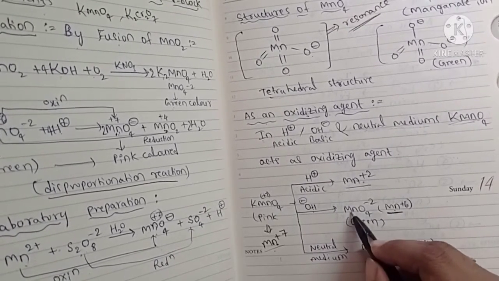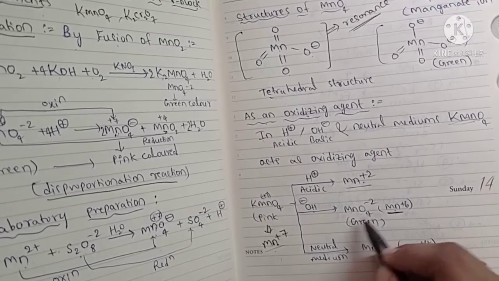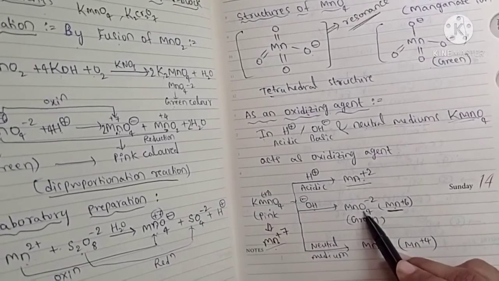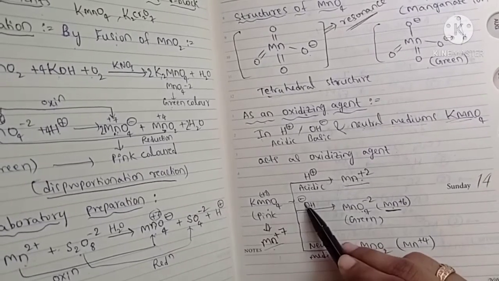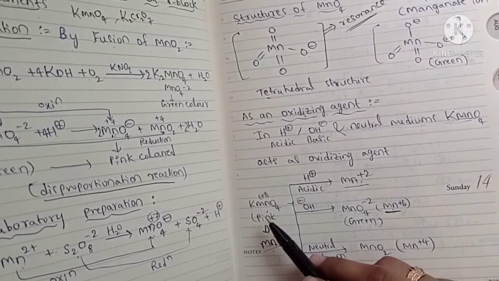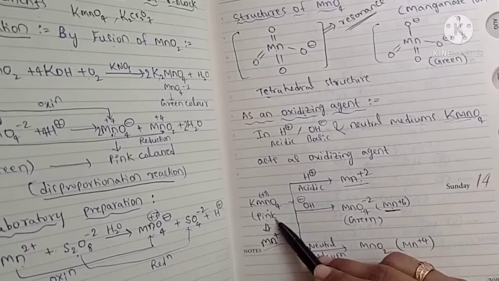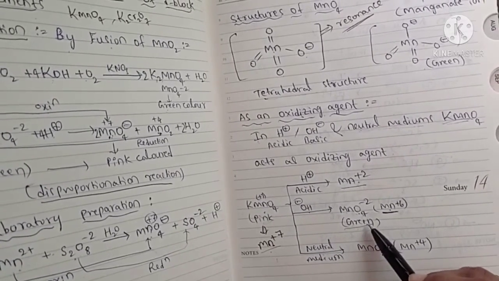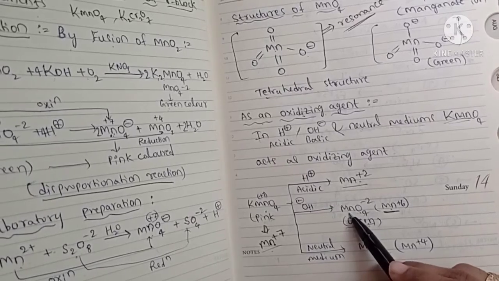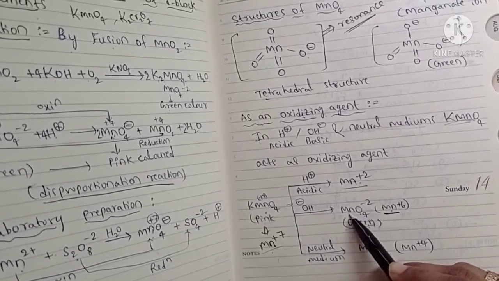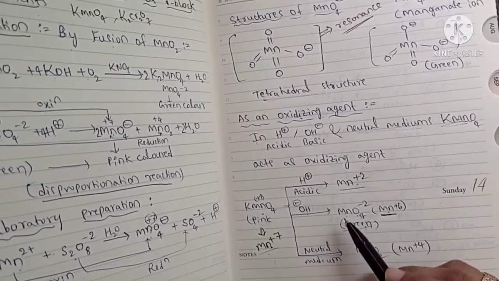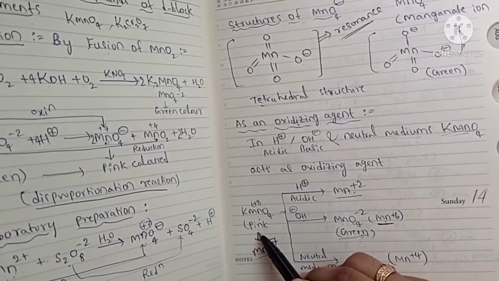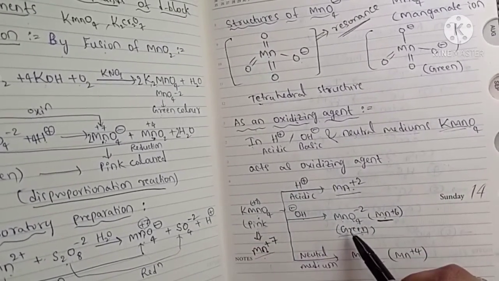Here the permanganate ion MnO4 minus changes into the manganate ion MnO4 2 minus in basic medium. You have to remember this. The pink color of the permanganate ion solution changes into green color. Green color indicates the formation of manganate ion solution. So manganate is green in color and permanganate is pink in color. This you have to remember.